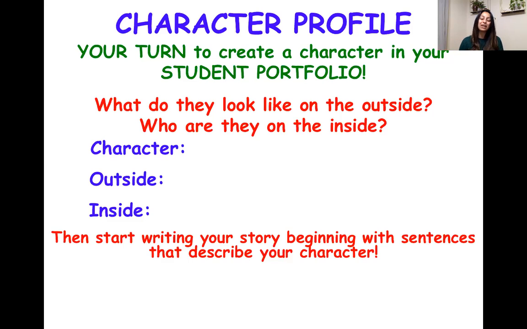Don't worry about the setting or problem or solution yet. Just focus on writing a really good character description in the beginning of your story, all right? So you would write story beginning, and then you would write your story, okay?